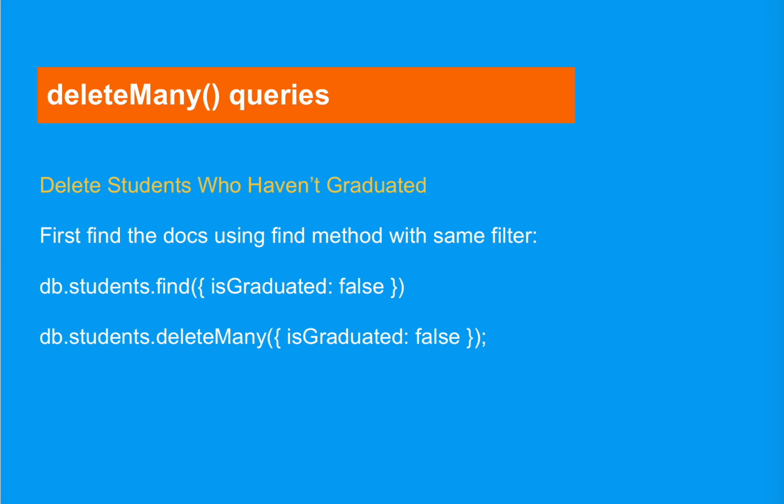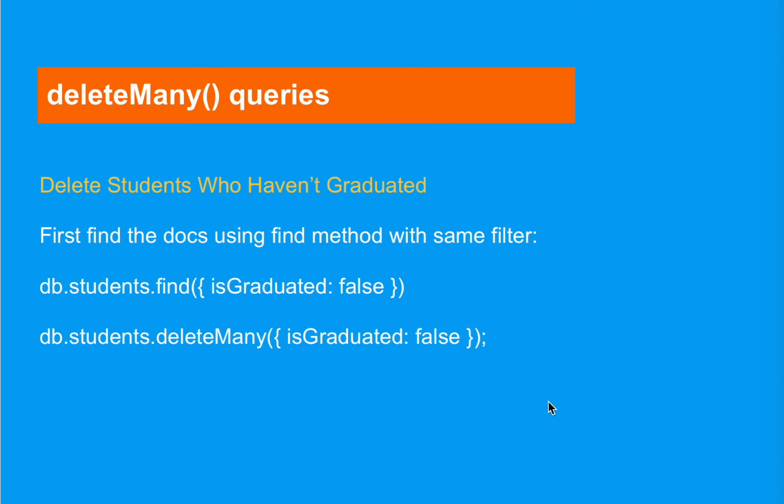Let's see the query for using deleteMany. If you want to delete all the students who haven't graduated, first we have a property called isGraduated. It is a boolean. It will be true or false. If it is true, the students are graduated. So in order to delete that, first we have to find the documents of all who are not graduated.